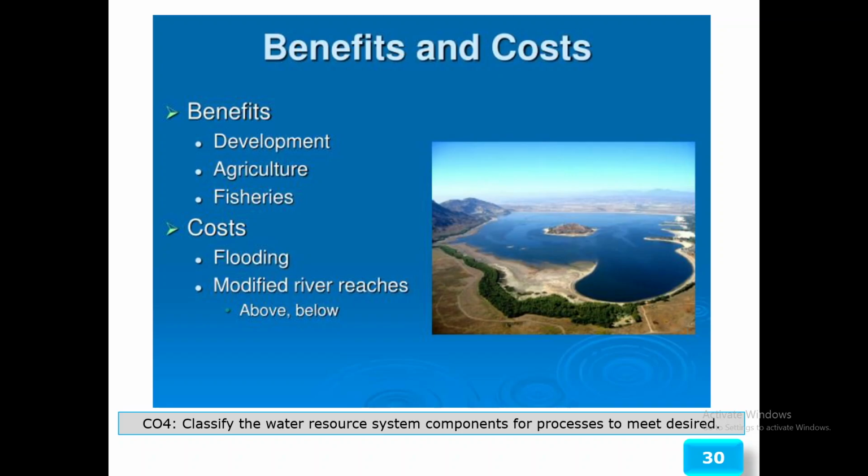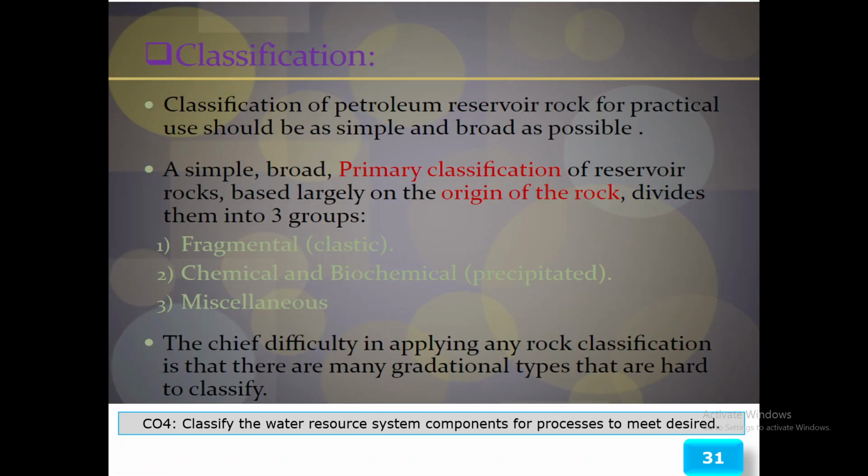So the benefit and cost for this: the benefit is development of agricultural fields and fishery, whereas the cost is flooding and modified river reaches, and maybe we can change the flooding cost also. So the classification of petroleum reservoir rock, for practical views, should be as simple and broad as possible.